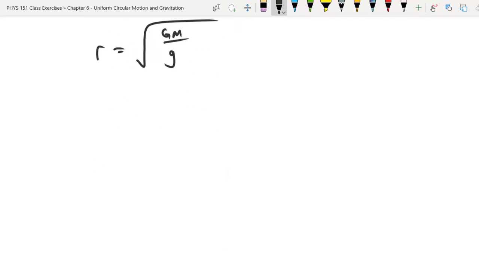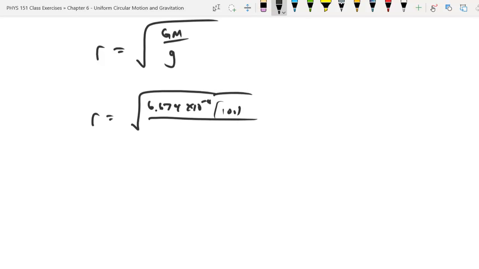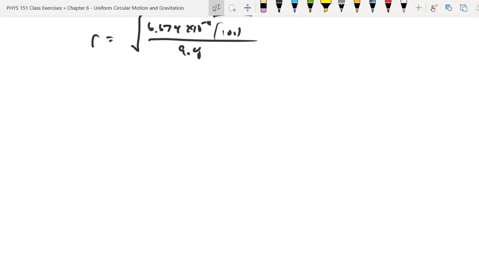So our radius here is going to be the square root of 6.674 times 10 to the negative 11th. I can't remember if I put a 4 in there on your equation sheet or not. If I didn't, you don't need it. Times the mass of the 100 kilogram ball, so 100, divided by 9.8. And we have this distance here is 2.61 times 10 to the negative 5th meters.